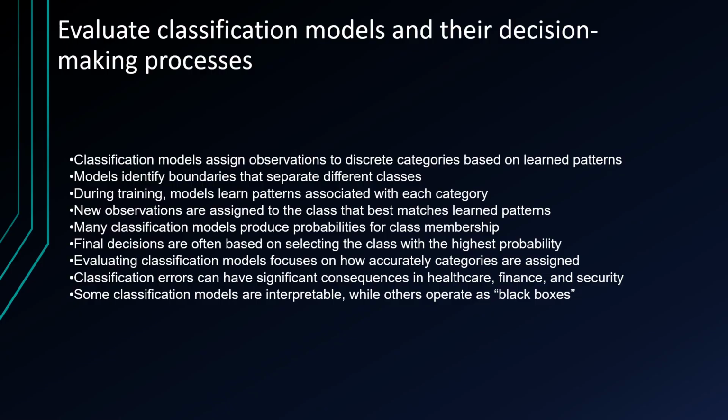One of the most important concepts in classification is the idea of decision boundaries. Classification models attempt to identify boundaries that separate different categories within the feature space. These boundaries may be simple or highly complex, depending on the algorithm being used and the structure of the data itself. Once the model has learned these boundaries from historical observations, it can apply them to new unseen data in order to determine which category best matches a particular observation.